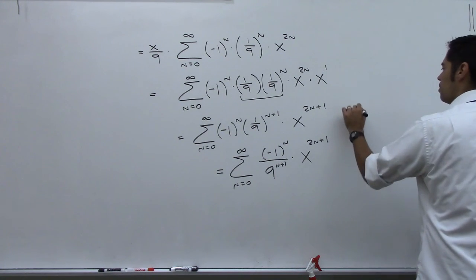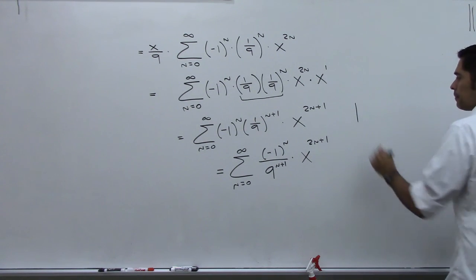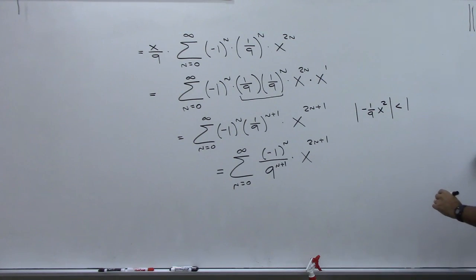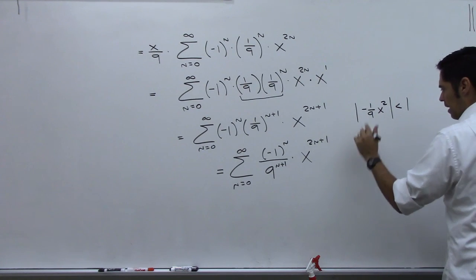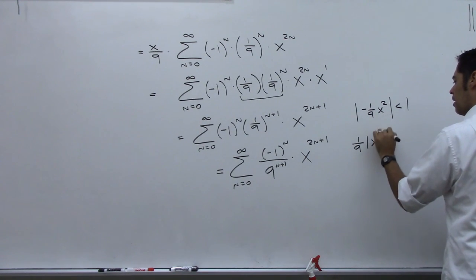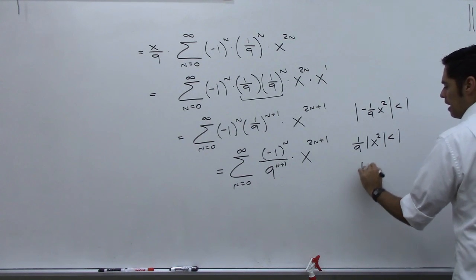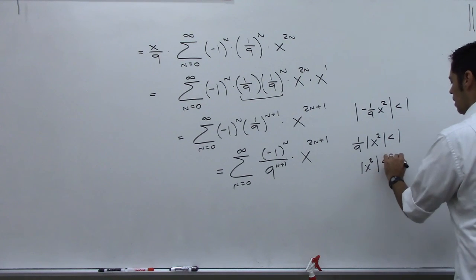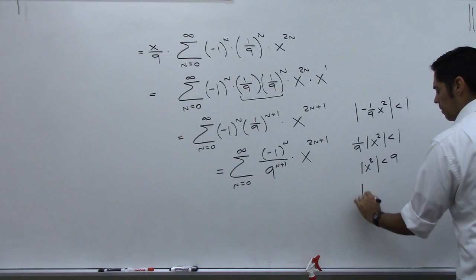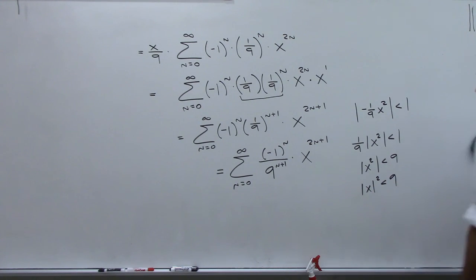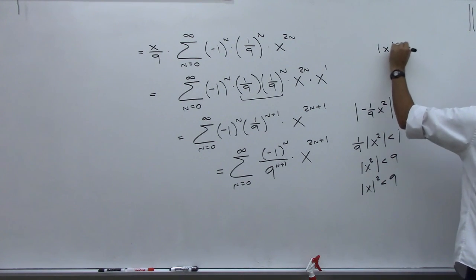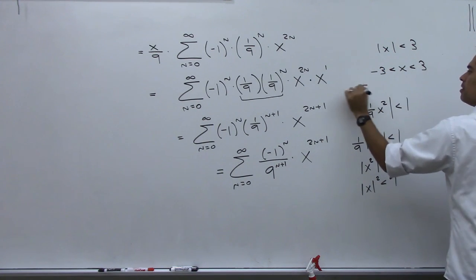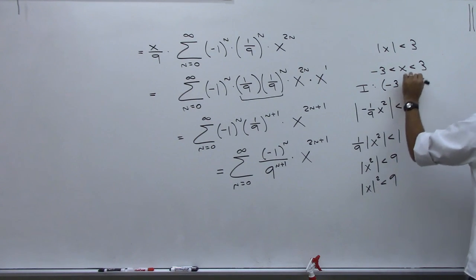This will only converge when the absolute value of the u, which was this, is less than 1. So I can pull the negative 1/9 out, take the absolute value, so I get 1/9 absolute value of x squared less than 1. Multiply both sides by 9, and then take the square root, because our next line looks like this. So take the square root, we get absolute value of x has to be less than 3, so negative 3 is less than x is less than 3. That's our interval of convergence, negative 3 to 3.